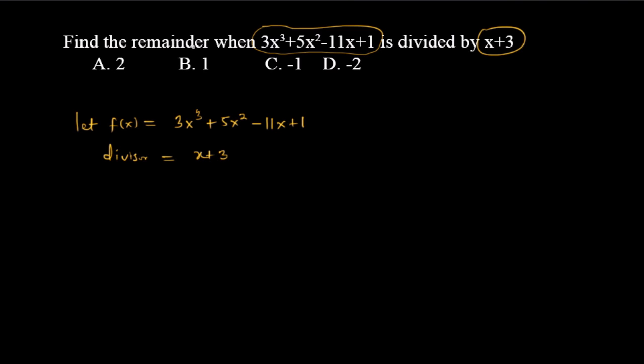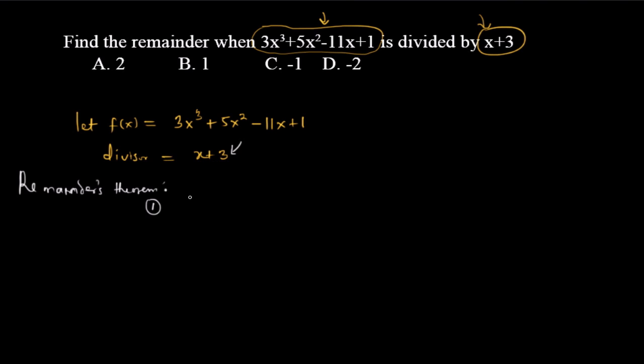Now to find the remainder when this polynomial is divided by x plus 3, I have to lay credence to the remainder theorem. Let me write that down. The remainder theorem. I'm not going to state the remainder theorem here in this video, but I'm just going to show you how it works. What the remainder theorem says is that to find the remainder when a polynomial is divided by a particular polynomial, as your first step you set the divisor to 0.